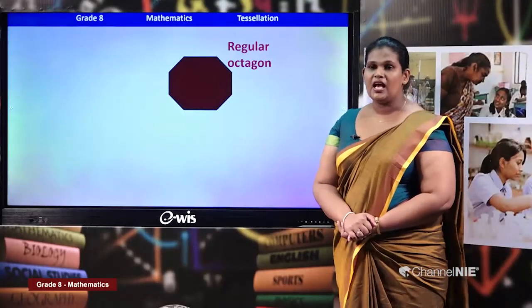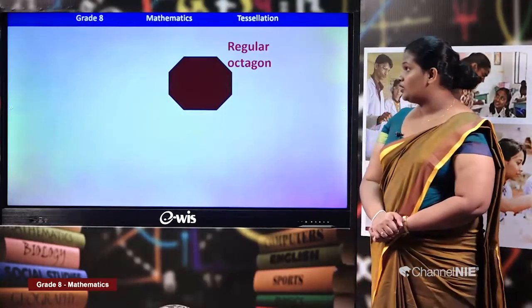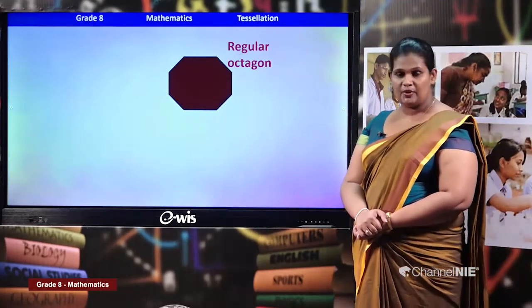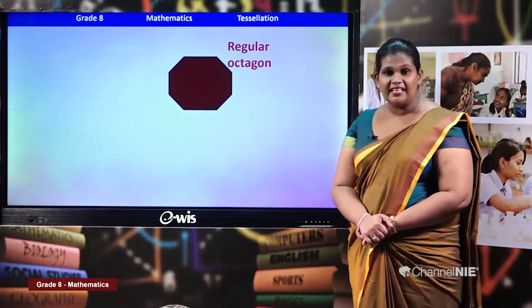Right. Then we will have a look at regular octagon. Octagon means once again a rectilinear plane figure consisting of 8 sides.